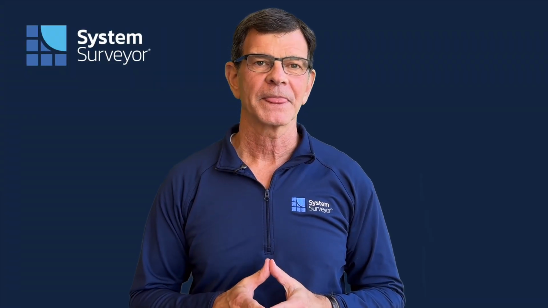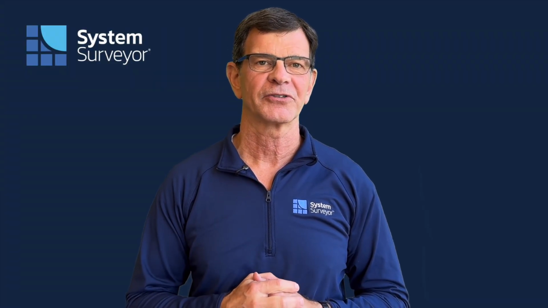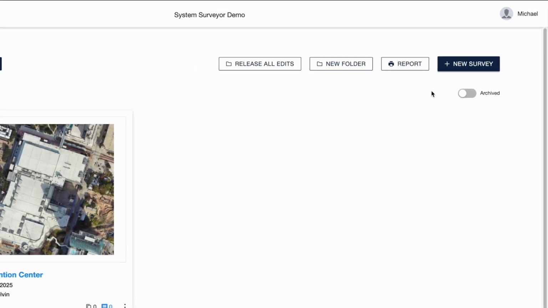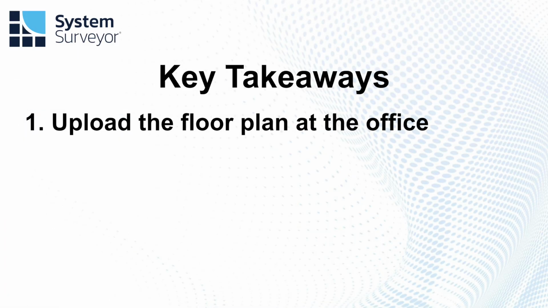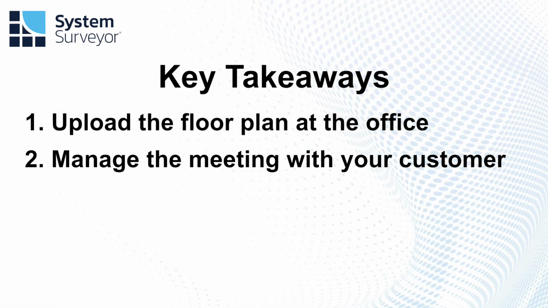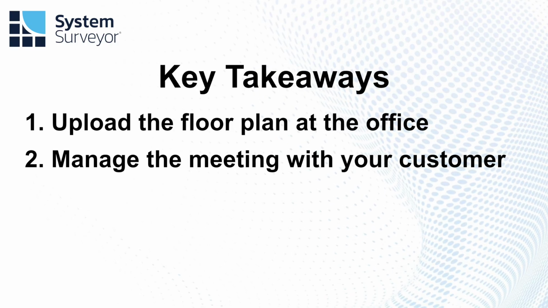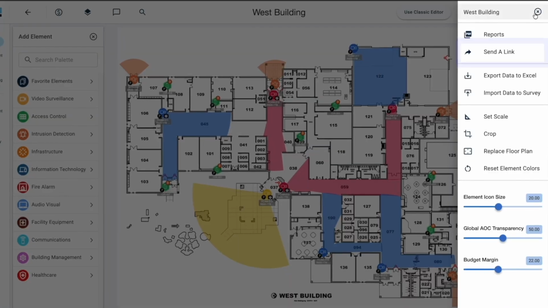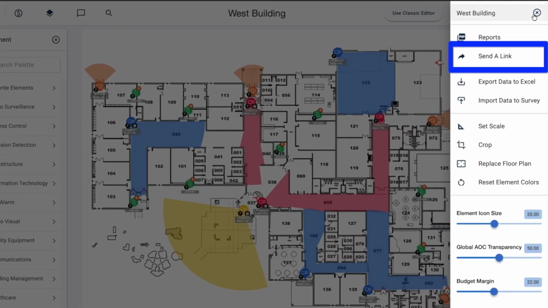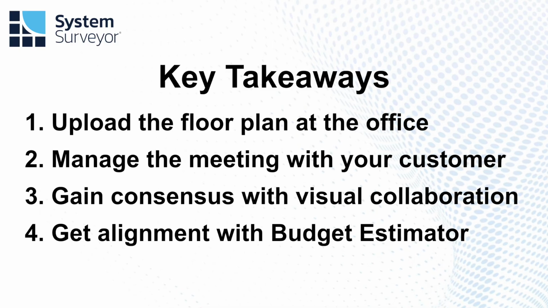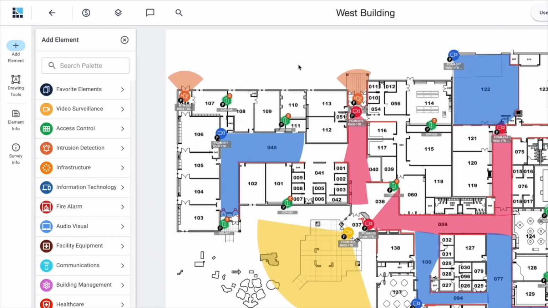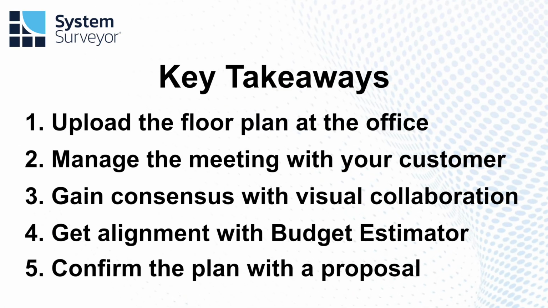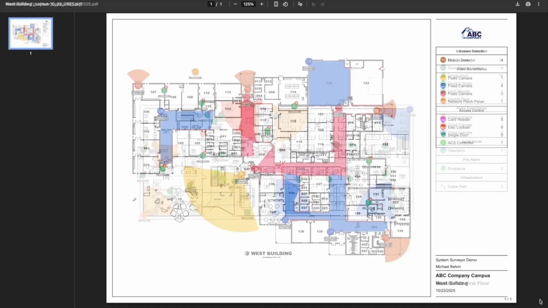Before we wrap up, I want to touch on a few of the key ideas from our series. Number one, ask for a floor plan before going on site and load it into System Surveyor while you're at your office. And number two, manage the meeting with your customer for the best outcome. You're the expert. Number three, use System Surveyor to gain consensus with visual collaboration even before you get to a proposal. Number four, once you have the solution, get alignment on the price using our Budget Estimator feature. And number five, confirm the plan with a proposal and be sure to include the layout report from System Surveyor.